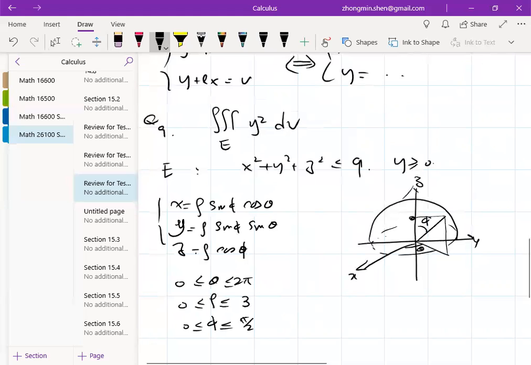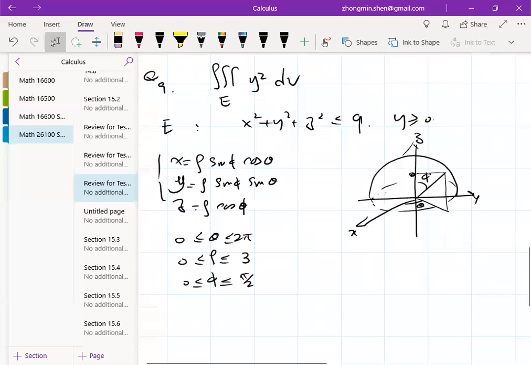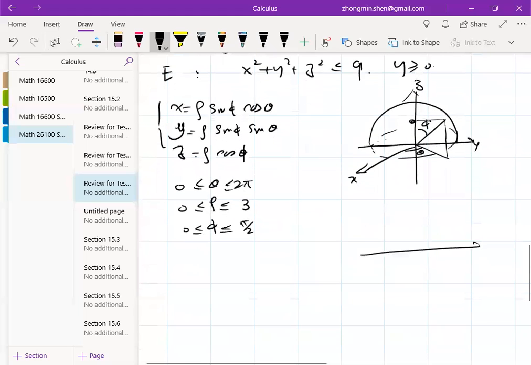When phi increases from 0 to pi over 2, you will see it's going from the north pole to the equator. So you get a rectangular box in the new coordinate system, rho, phi, and theta. Actually, what you're doing here is still a three-dimensional transformation.